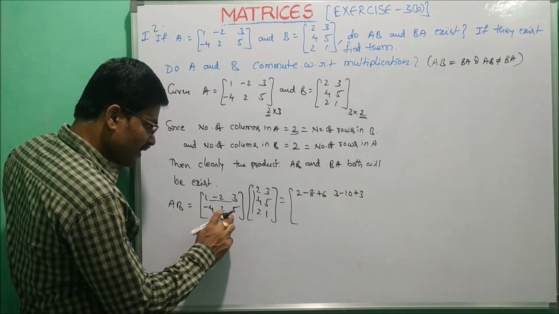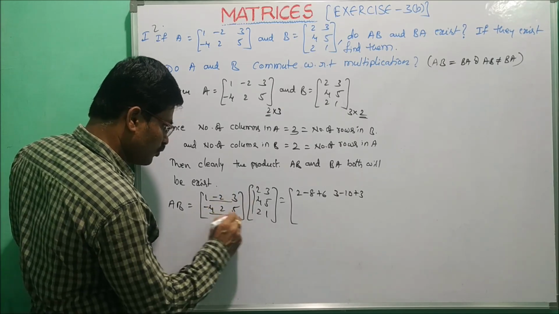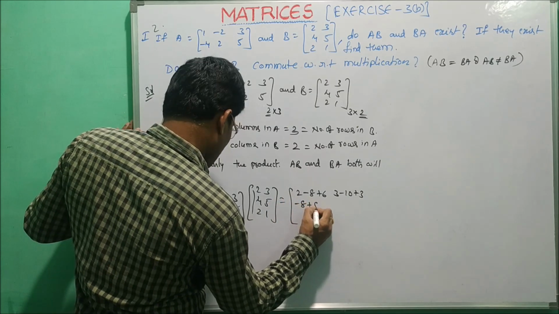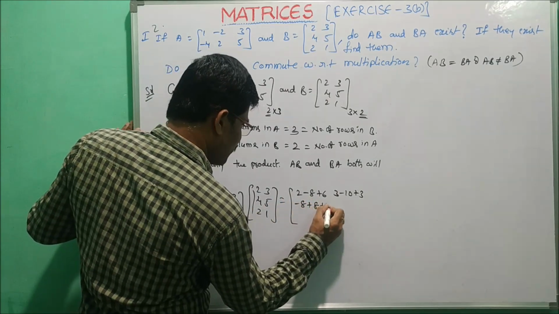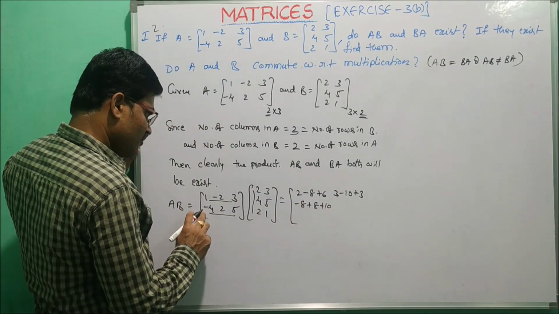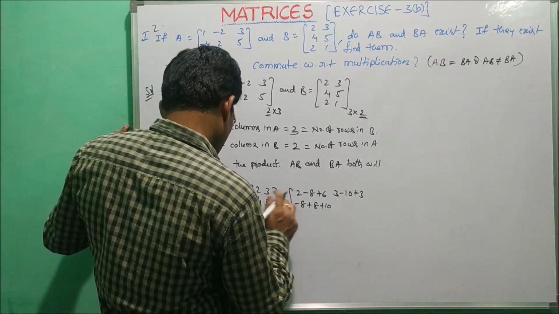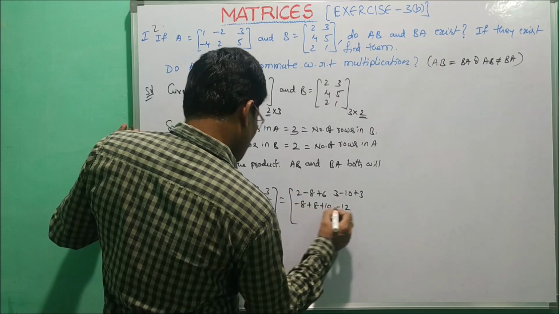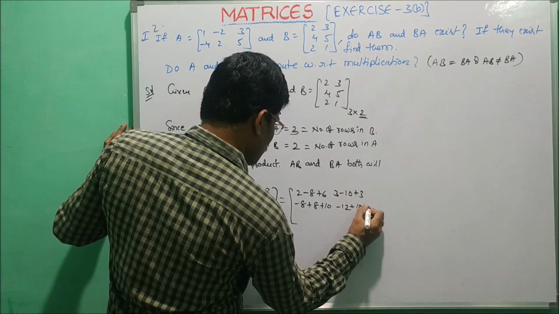Similarly, we take second row, first column. Minus 4 into 2, minus 8, 2 into 4, plus 8, 5 into 2, plus 10. Minus 4 into 3, minus 12, 2 into 5, plus 10, 5 into 1, plus 5.